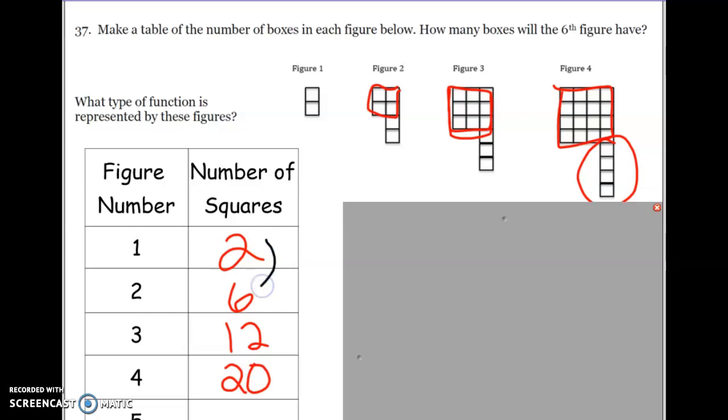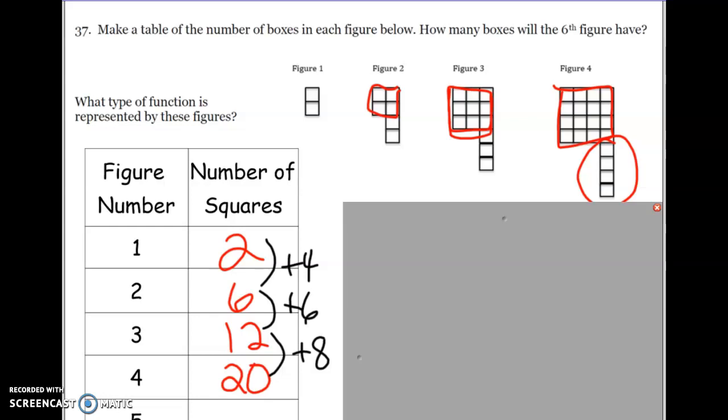So my pattern could be to get from figure 1 to figure 2, I have added 4. To get from 6 to 12, or figure 2 to figure 3, I've added 6. And then to get from 12 to 20, I've added 8. And that looks exactly like the quadratic type of pattern that's going to have a second difference that we saw in that first table that we were looking at.